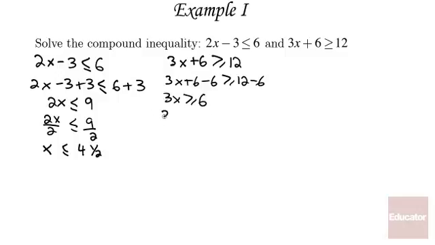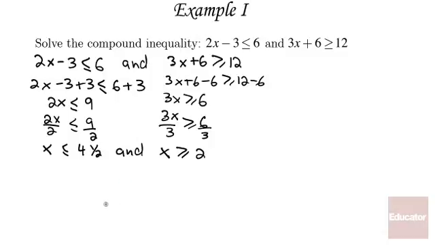And then dividing both sides by 3. Noting that I was dividing by a positive number, so I don't have to worry about reversing the inequality symbol. I'm going to come up with x is greater than or equal to 2. So what this compound inequality is telling me is that I have got to meet the restrictions for x, that x is less than or equal to 4 1/2, and x is greater than or equal to 2.